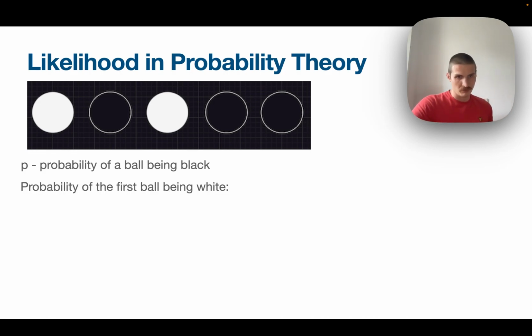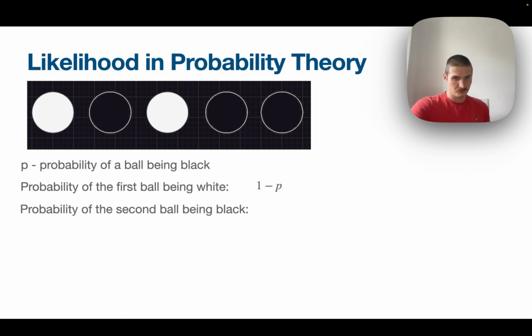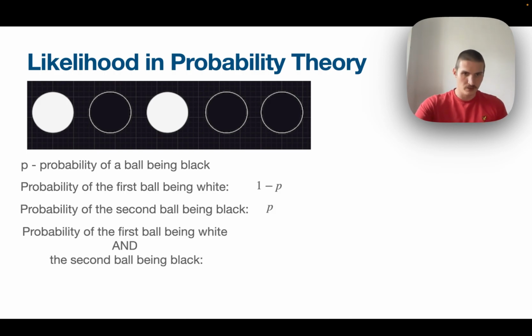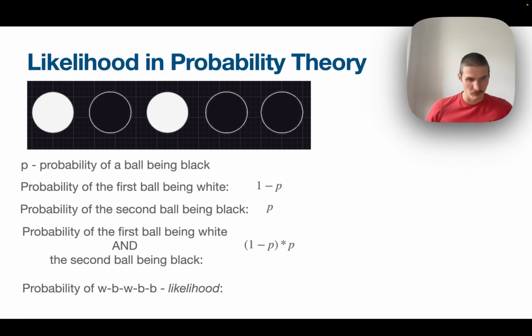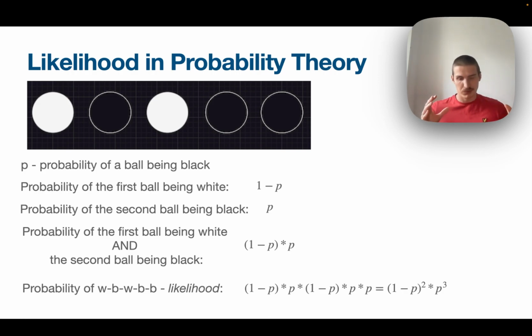So what would be the probability of the first ball being white? It will just be 1 minus P. Similar to second ball being black, that will be P. And then of these two events, the probability of the union is going to be multiplication of the two probabilities. And the probability of this entire sequence of white, black, black is going to be this thing. So it ends up being (1 minus P) squared times P cubed. And this overall probability of the union is called the likelihood.